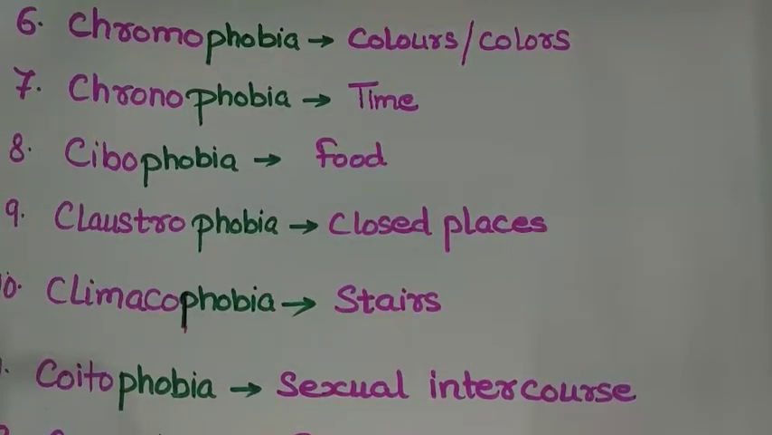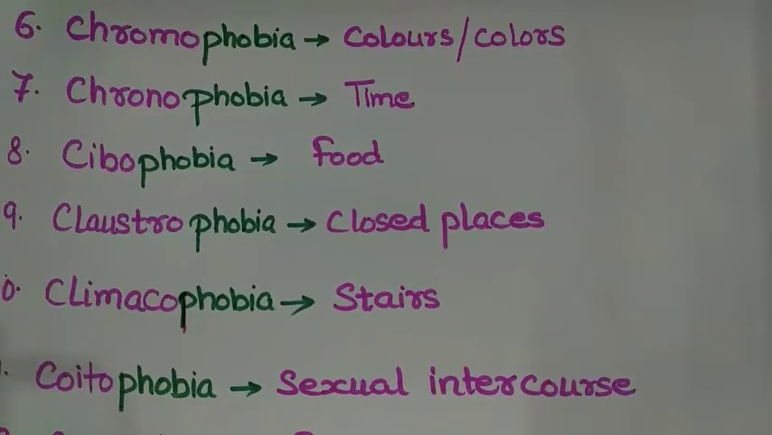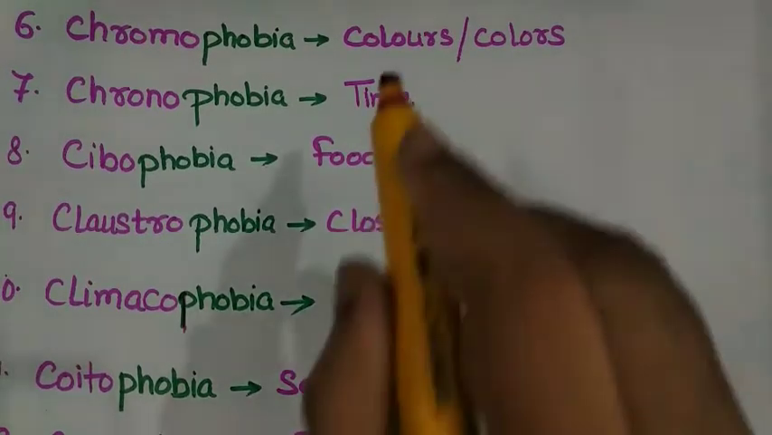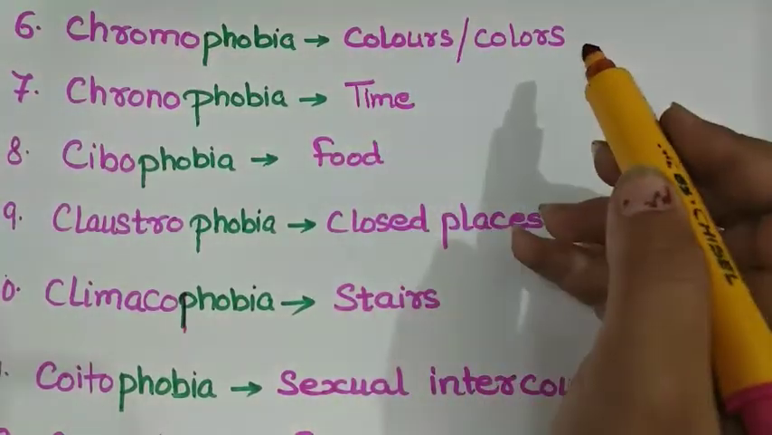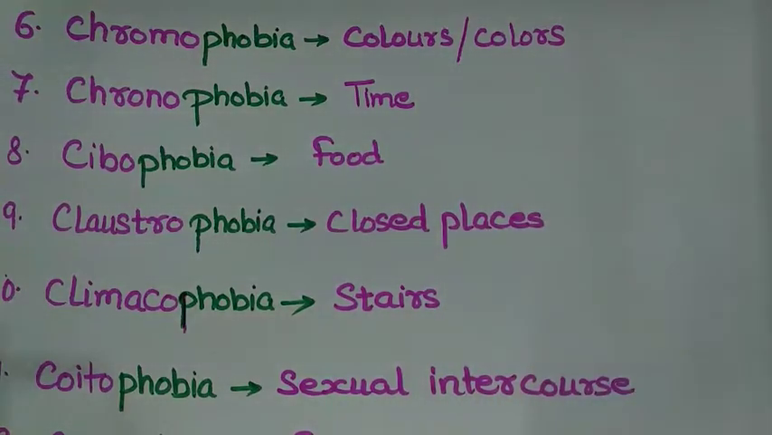The next one is chromophobia, and the word chromo is related to colors. Both of the spellings of colors are correct, so you can write any one of them. So chromophobia is a phobia of colors. Somebody who is afraid of lots of colors, or those people who are not willing to use so many colors and are afraid of colors, they are called chromophobic.